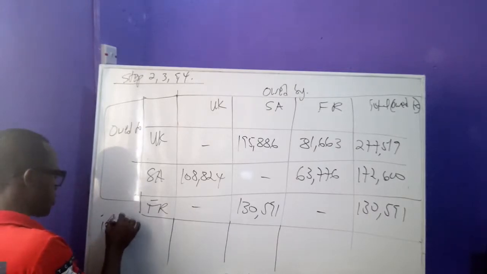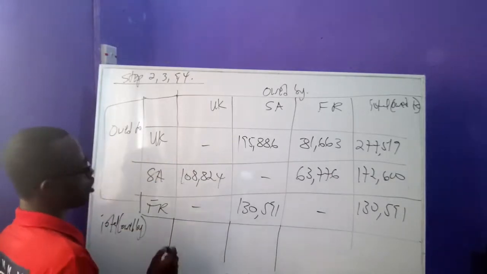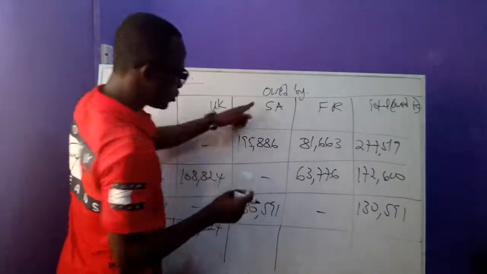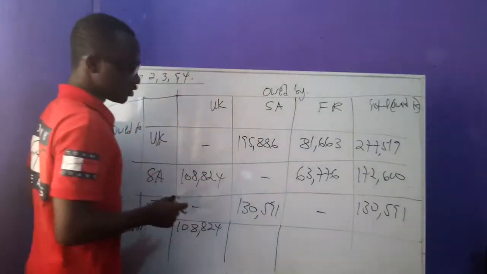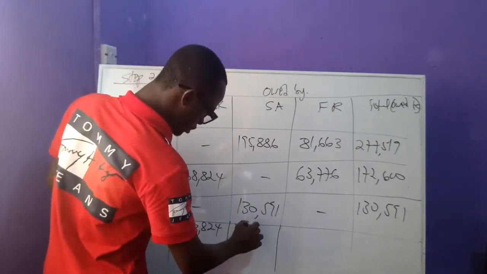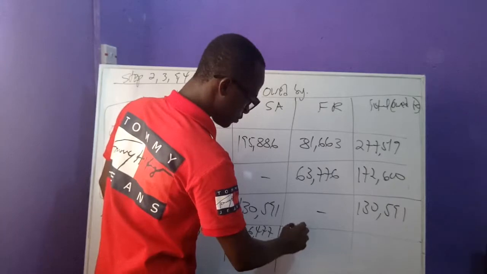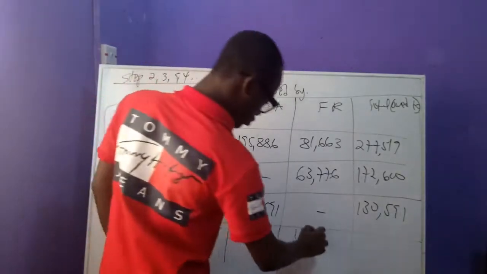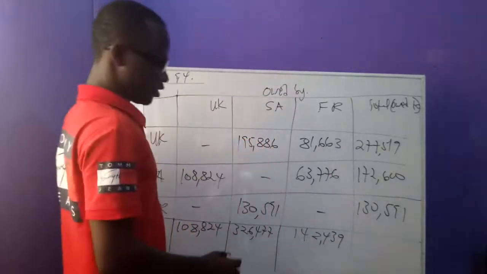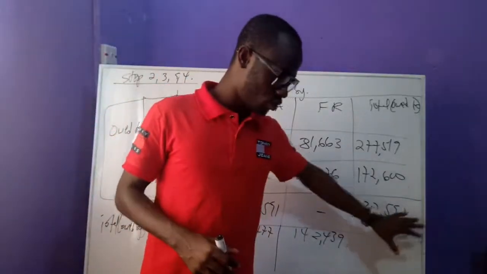So total owed by. The UK company in total owes 108,824. The total owed by the South Africa company is 326,477, and then the total for the France company is 142,439. So this is what we're talking about here.